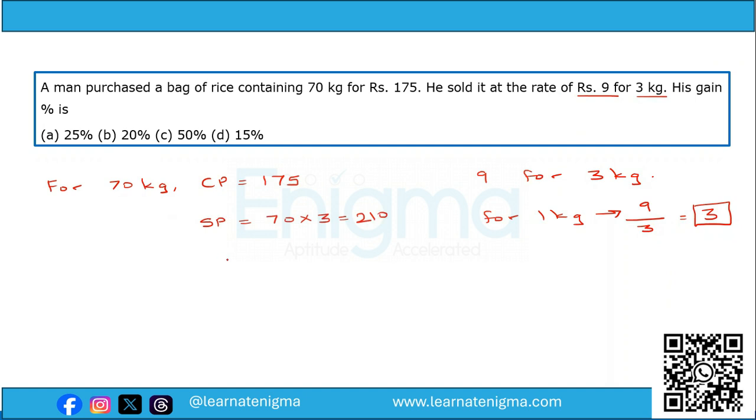So we can easily find out the profit in this case. Profit will be 210 minus 175, that is 35.